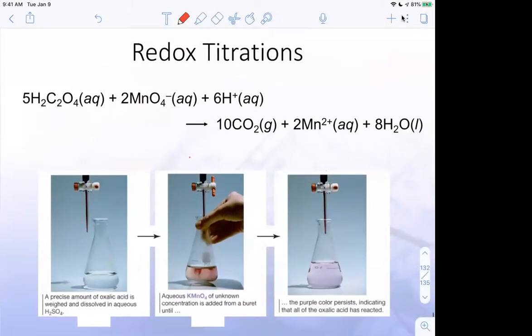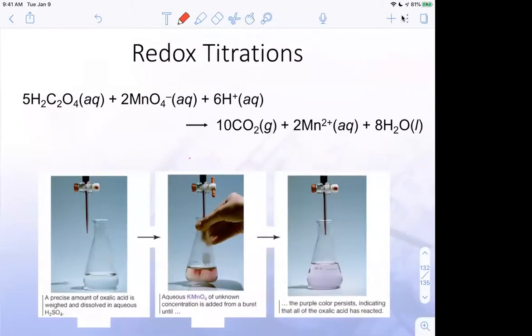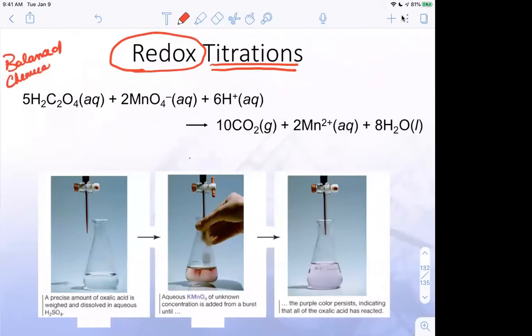We can use these types of reactions in order to do titrations as well. We've done acid-base titrations in the past. Now we're going to talk about redox titrations. Just like with acid-base titrations, I need to know the balanced chemical equation for the reaction. We don't learn how to balance these redox reactions in Chem 1 in this class. That is something that you learn in electrochemistry in Chem 2, so if you're taking Chem 2, you'll learn that in the next semester.